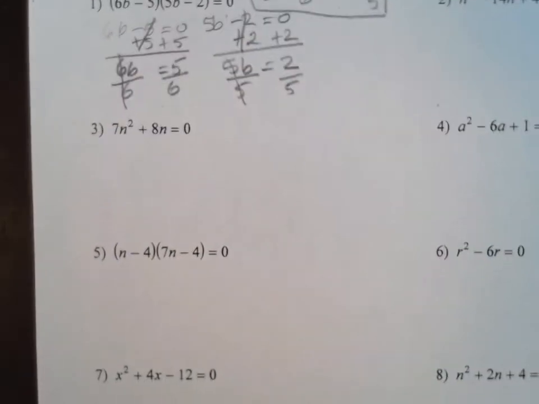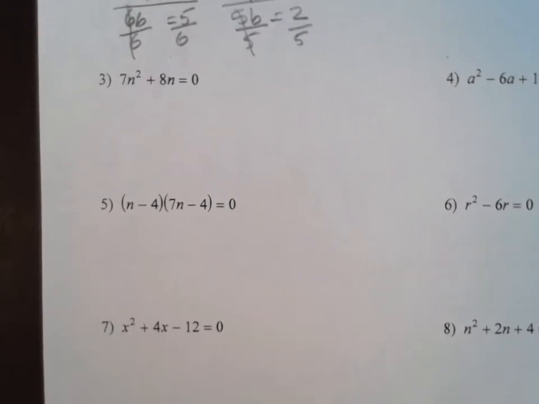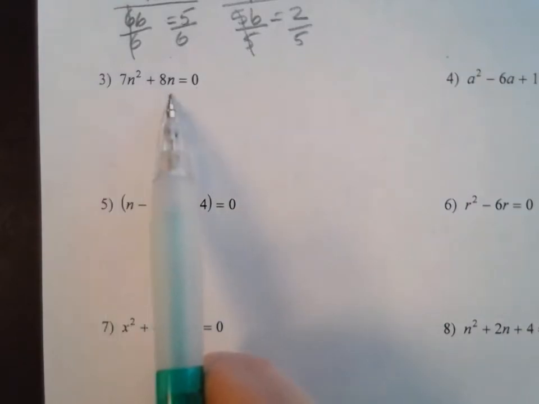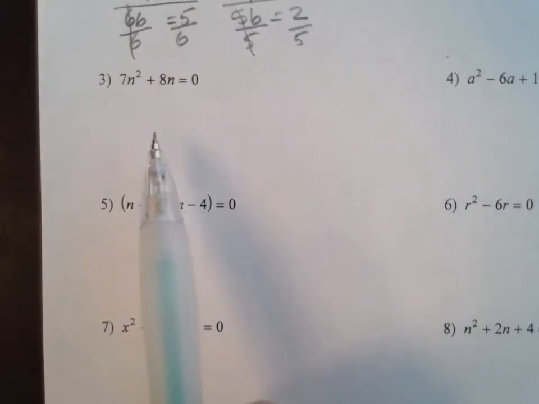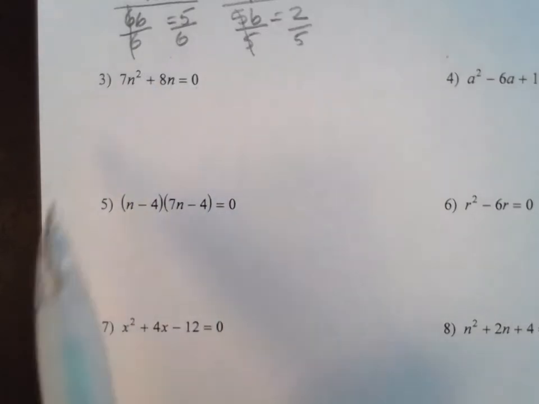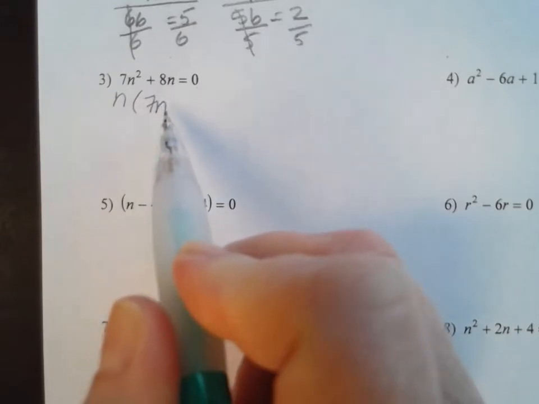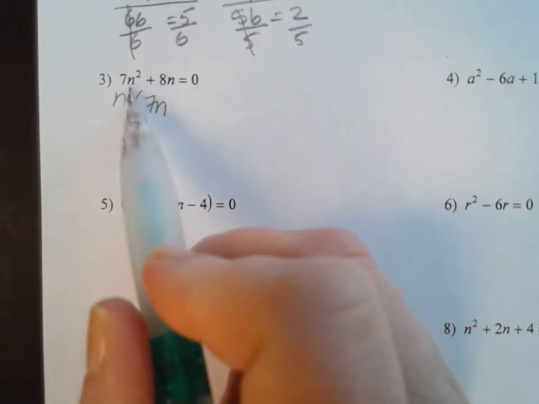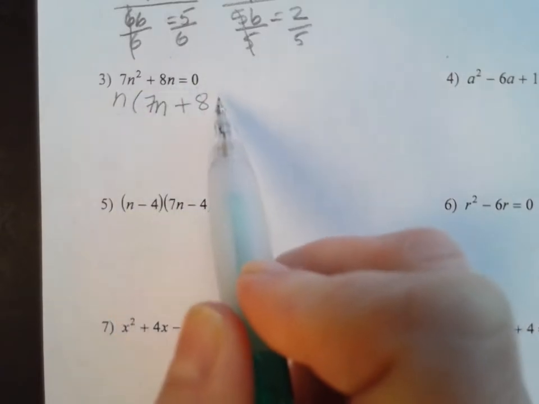Now, question number 3 is not in factored form, so we're going to have to do a little bit of work first. So for question number 3, remember when we're factoring, the first thing we always look for is whether there's a common factor. So if I look at the numbers 7 and 8, I know that there's not a number that will go evenly into both 7 and 8. So there's no GCF for the numbers, but if I look at the variables, n squared and n, I can take an n out. So n is the greatest common factor. And so when I take out an n, that leaves me with 7n, because n times 7n gives me 7n squared. And it leaves me with an 8, because n times 8 is 8n.